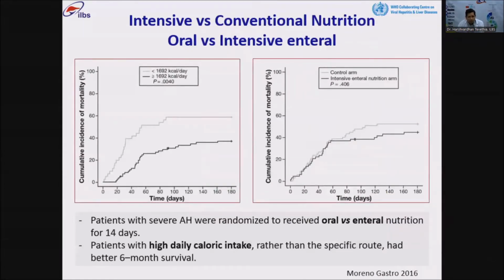This was a paper in Gastroenterology in 2016, where they had randomized patients with severe alcoholic hepatitis and followed them over 14 days.